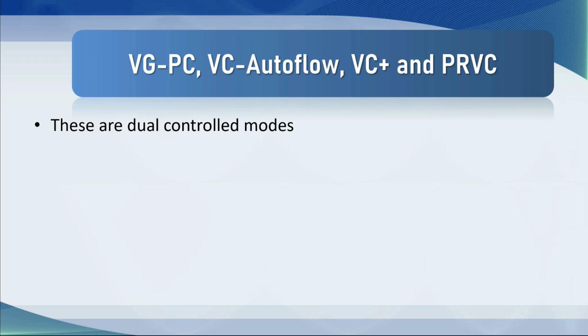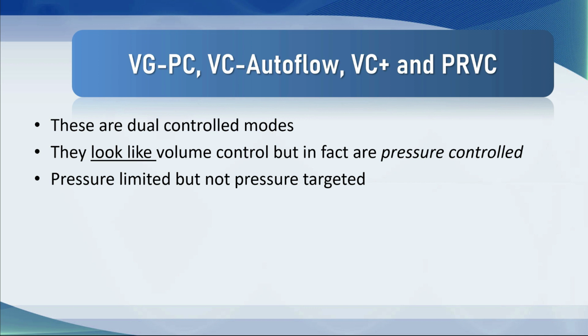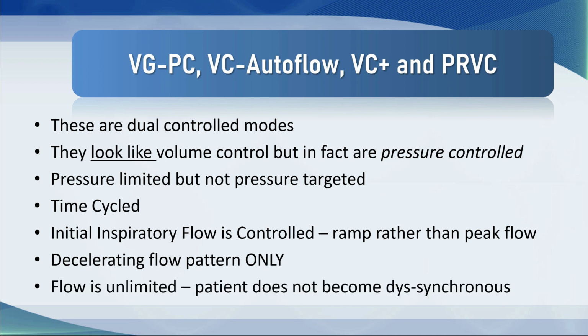So these modes are so-called dual controlled. On the surface they look like volume control, but in reality they are pressure controlled, but not in a conventional sense. Although there is a pressure limit, there is no pressure target, and the ventilatory target is this desired tidal volume. But again, the tidal volume is not precise. It looks like pressure control because it's time cycled. Inspiratory flow is controlled. You have an inspiratory rise time or a ramp rather than a peak flow. There's a decelerating flow pattern only, and to a certain extent flow is unlimited, so the patient doesn't become dyssynchronous.